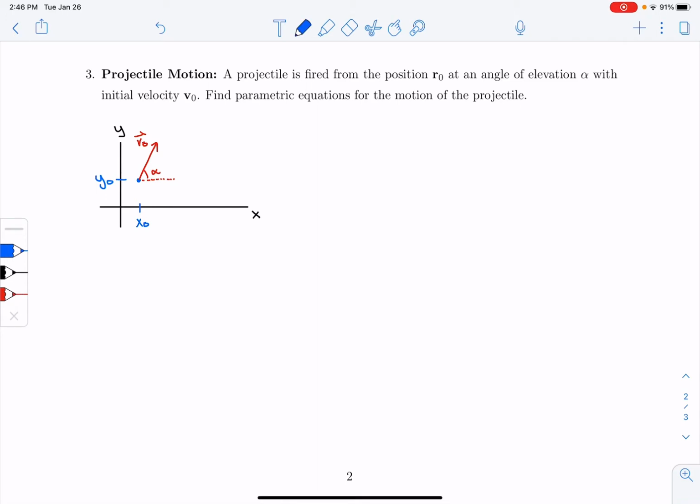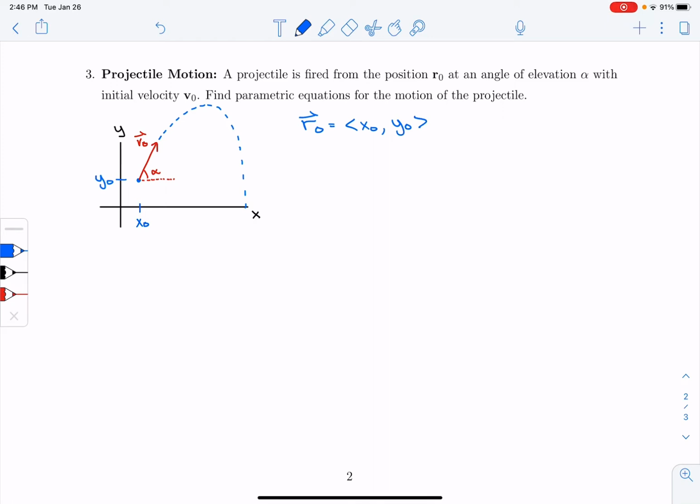And then we want to find what is the path of this projectile. So we want to understand what the parametric equations are for the path of this projectile. Well, we're going to use what we know about position, velocity, and acceleration to solve this problem. So we're going to start with an initial position. We'll call that r0, which is x0, y0.